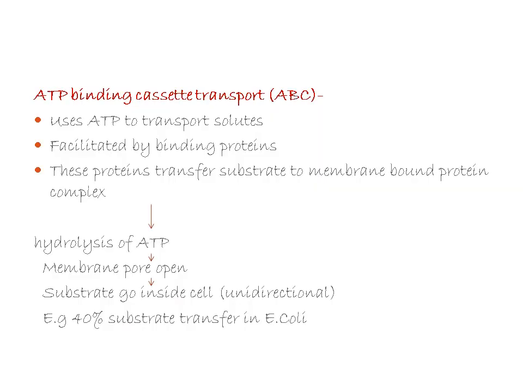Another method was ABC, that is ATP binding cassette transport. This transport system uses ATP to transport solutes. It is facilitated by binding proteins. There are a few proteins in the plasma membrane which are involved in this kind of transport, and it occurs at the expense of ATP. Whenever the binding protein transfers the substrate, it transfers it to the membrane bound protein, and there is hydrolysis of ATP. When ATP is hydrolyzed, we know that energy is generated, and that energy is utilized in opening the pore inside the membrane. So when the pore is open, the substrate can go inside. This is a unidirectional kind of flow.